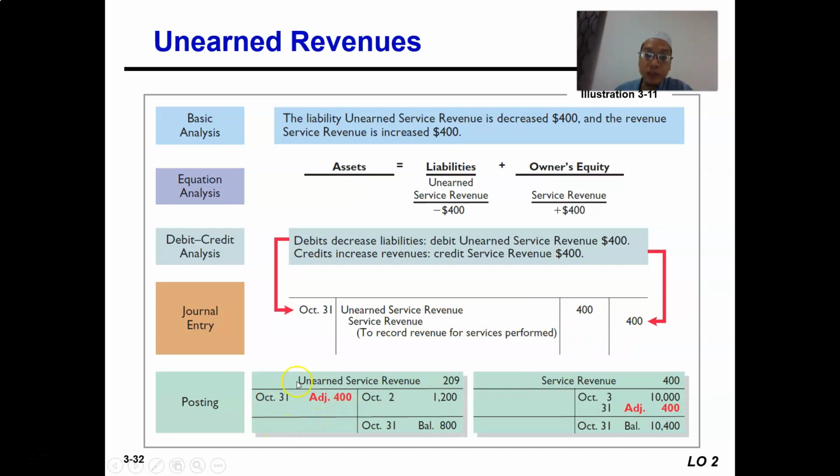And then we do the posting to our accounts. On our unearned service revenue, we have a debit of 400. We originally had 1,200. Our remaining unearned service revenue balance at 31st October is only $800. So we only owe our client now $800 worth of service. And then we credit our service revenue. Let's say on October 3, we have 10,000 of service revenue coming from other services. And then we add 400. Now our service revenue will be 10,400.